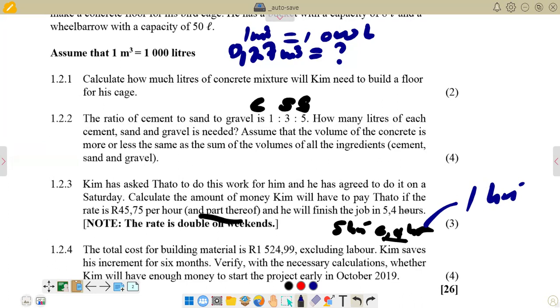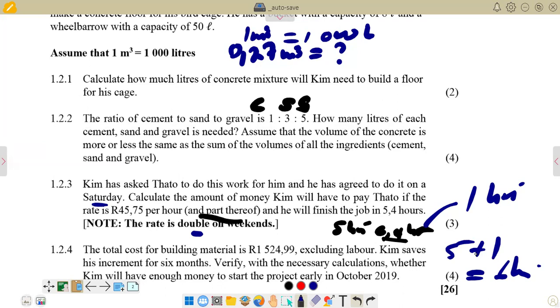Any fraction that will be there will be represented as a whole. So we are going to have our 5 hours plus our 1 hour representing our 0.4. So the figure for number of hours is going to be 6 hours. This is exactly what it means. Remember, this is on a Saturday, which is a weekend, so the rate is double. So we're going to say 2 times 45 rand 75 cents, and then we multiply by 6 hours.